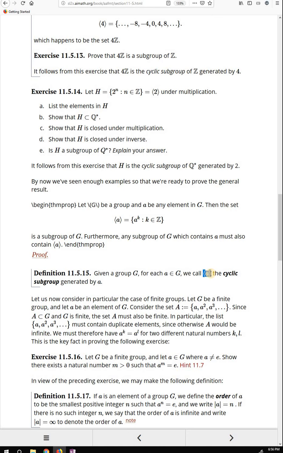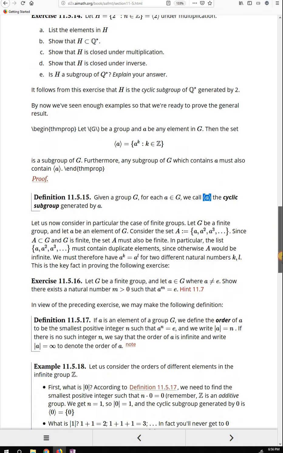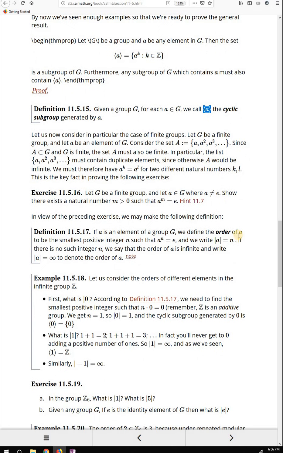Now, here we say the order of an element is the smallest positive integer n such that a to the n is the identity. So for instance, suppose I take an equilateral triangle and rotate it 120 degrees. What's the order of that rotation? It's 3, because you can do it 3 times and come back.